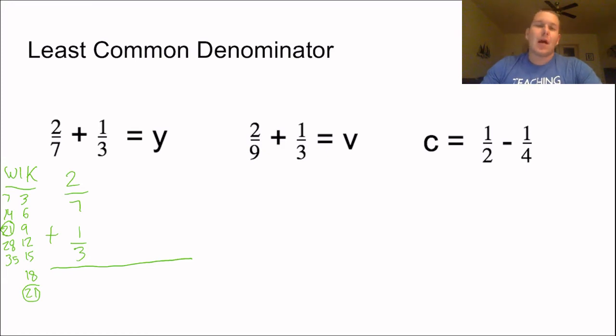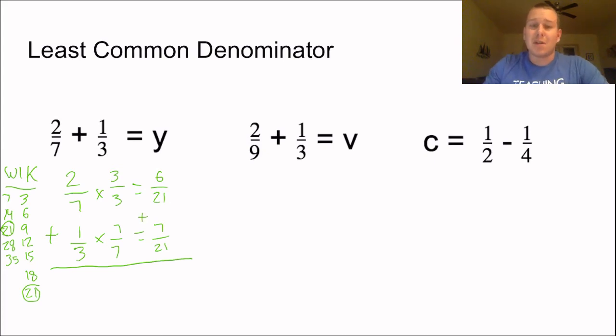But now we got to think, how am I going to get to 21, okay? So what I'm going to multiply by is 3 over 3, because 3 times 7 will give me 21. And I'm going to multiply by 7 over 7. So my new fraction, my equivalent fraction, will be 6 over 21. And down here, it'll be 7 over 21. Okay? And don't forget to bring that operation over with us, okay?